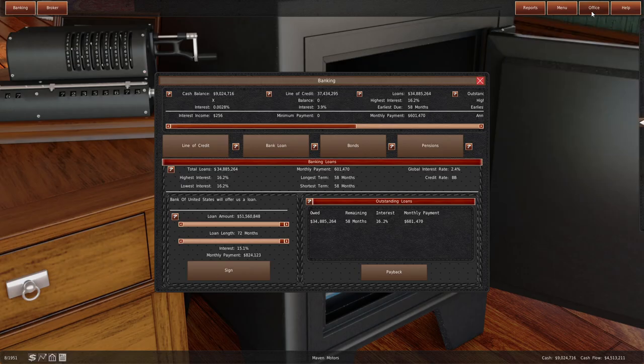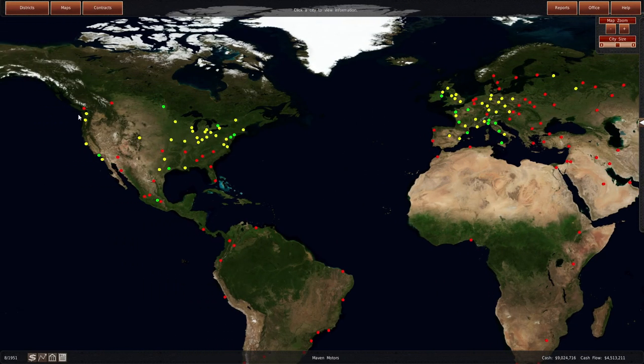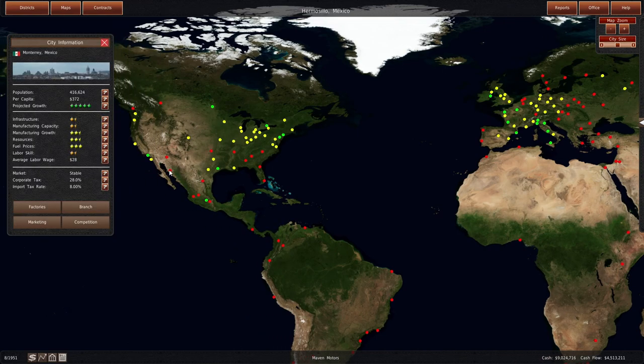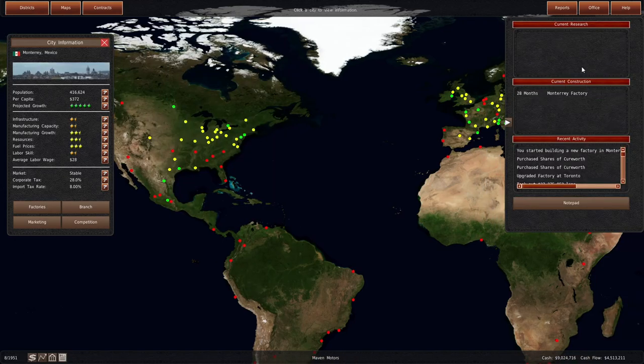We could go ahead and upgrade some more factories. But we don't really have any more factories to upgrade. Let's actually build a new factory in Monterey. A 10. It's just expensive. We can go for a 10 factory. 28 million. It'll be done in a couple years.